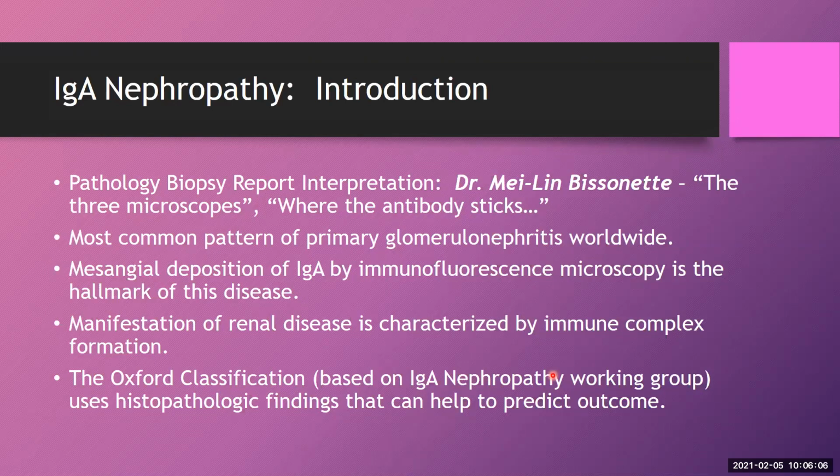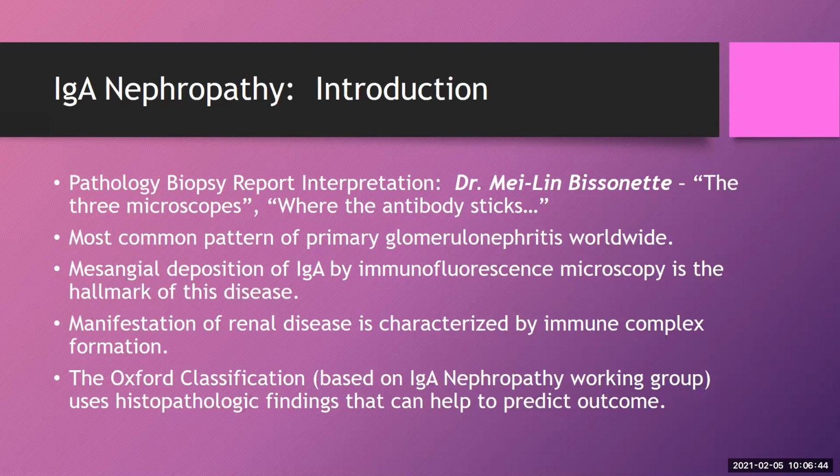She went over the three types of microscopes that we use to render a diagnosis. And what really stuck with me is her description of immunofluorescence microscopy, because she said that's where the antibody sticks. So given that IgA, for the most part, is a diagnosis that's made by immunofluorescence microscopy, which I'll show and we'll talk about, that concept will be very helpful. So if you have the time and the interest and you're watching this as a recording right now, definitely take a pause and go back and watch Dr. Bissonnette's presentation, because it was wonderful.